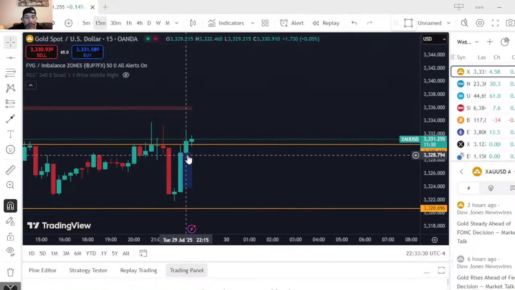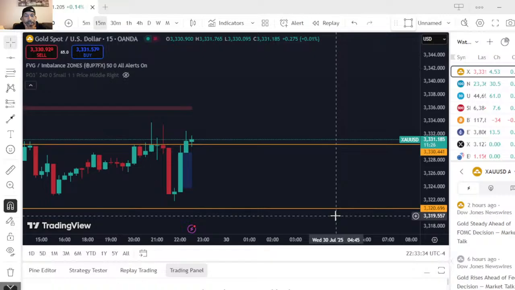I'm gonna see if this thing taps into this FEG. Yeah, I'm gonna wait on that for the buys or the sells from the top. Okay, yeah, the spreads are good.